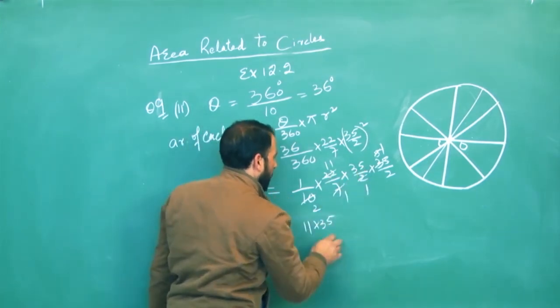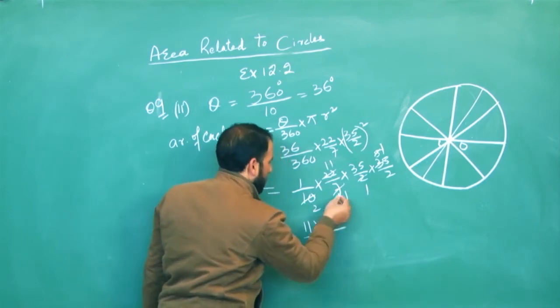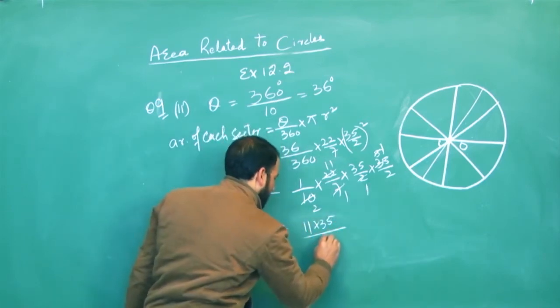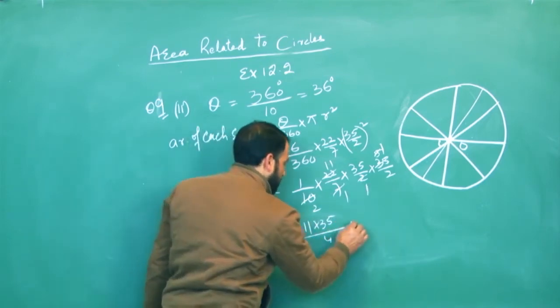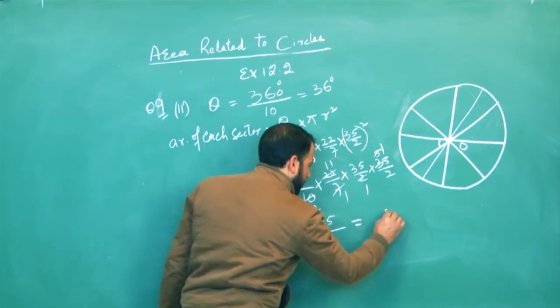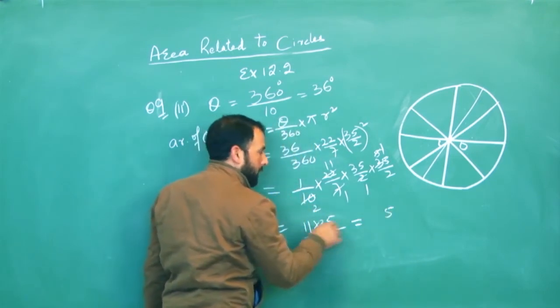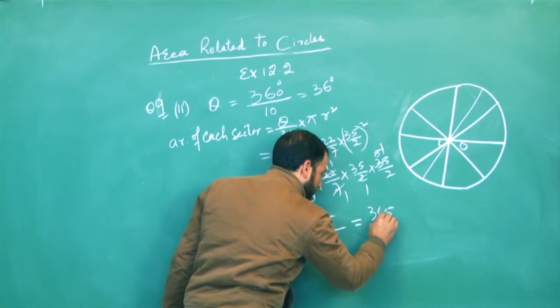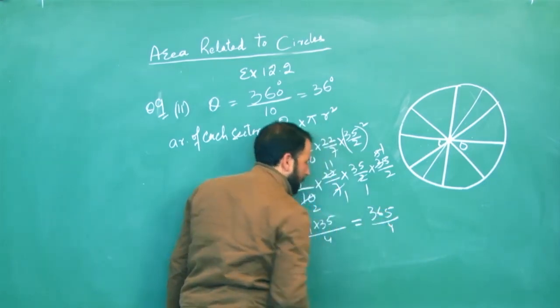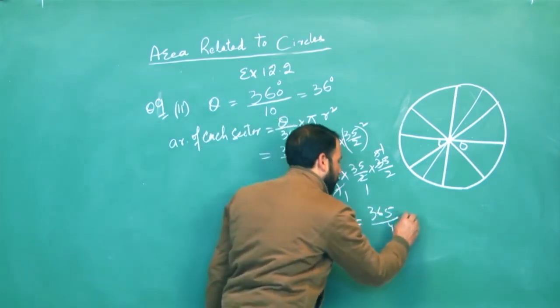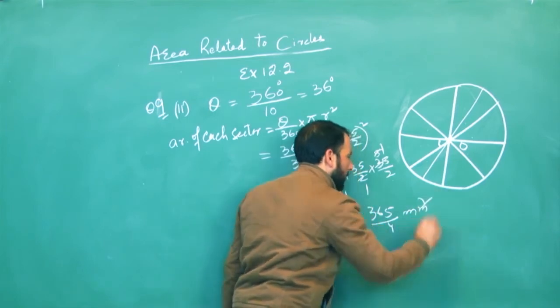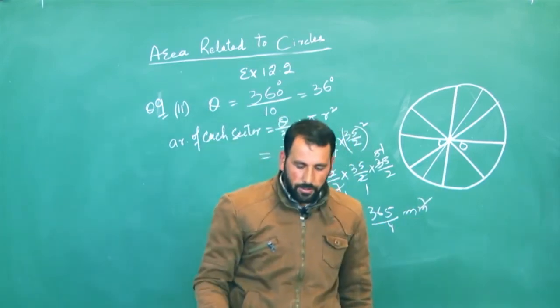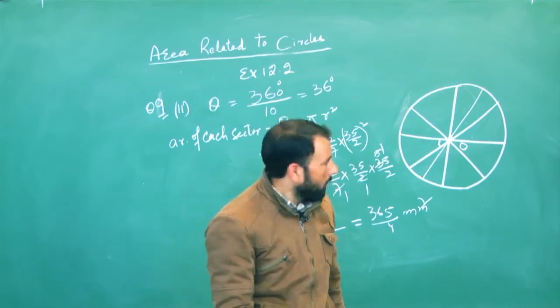11 into 35 divided by, that is 2 and 2 is here, that equals 4. It becomes here 35 into 1 is 35, 35 into 1 is 35 plus 1 is 36, 365 divided by 4 millimeter square is the area of each sector of this brooch.